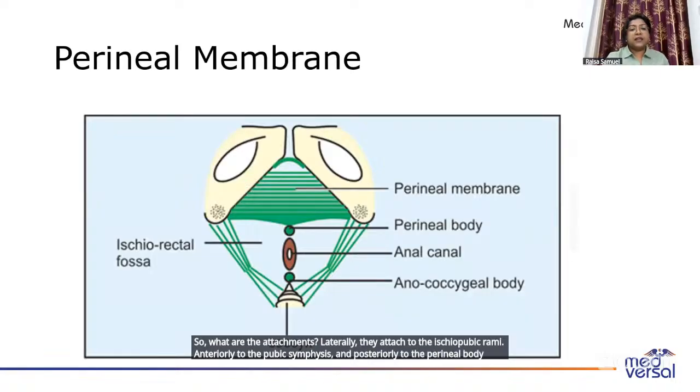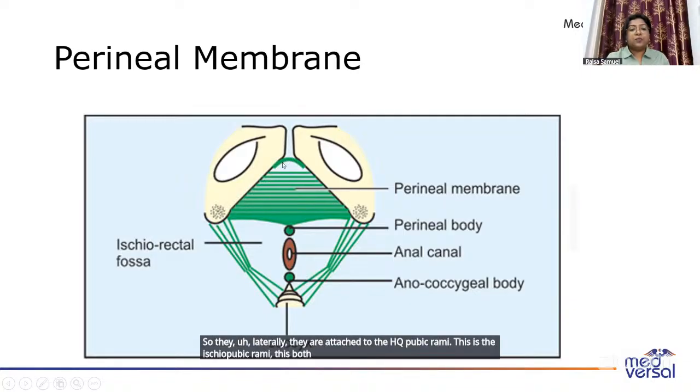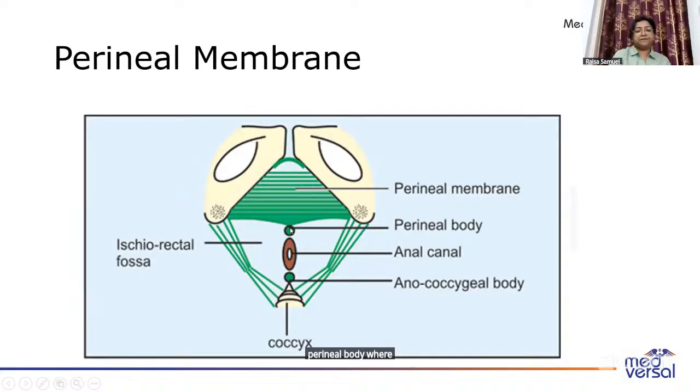So this perineal membrane runs in the anterior triangle or the urogenital triangle. This is the perineal membrane. Laterally, it is attached to the ischiopubic rami, both sides, and superiorly to the pubic symphysis, and its lower border is the perineal body where it is attached. This is the perineal body.